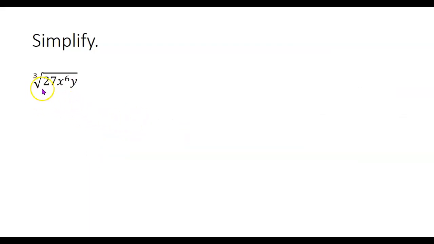What about the cube root of 27x to the 6th y? So we have the cube root of 27, which is 3, times the cube root of x to the 6th power, which is x to the 2nd power, x squared, times the cube root of y, which we can't do anything with. We have to just leave it as the cube root of y. So this simplifies to 3x squared times the cube root of y.